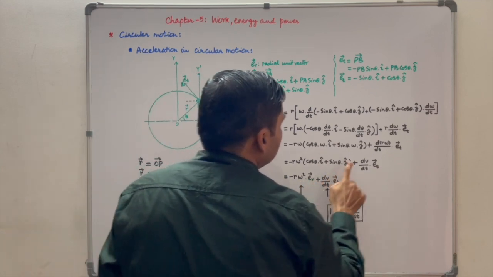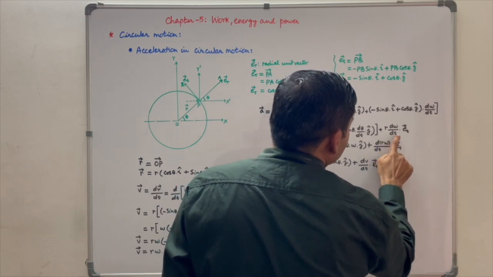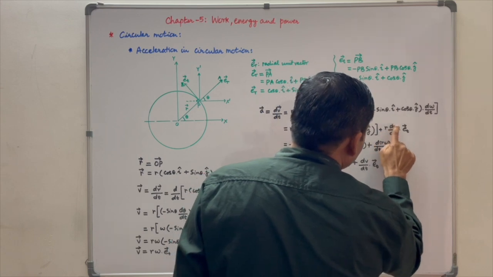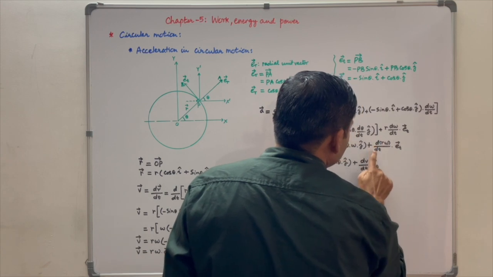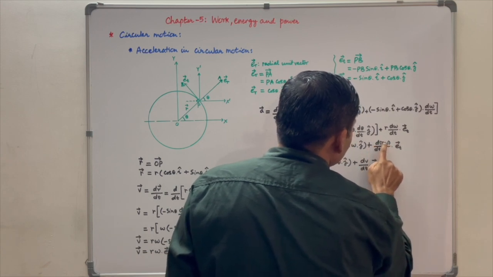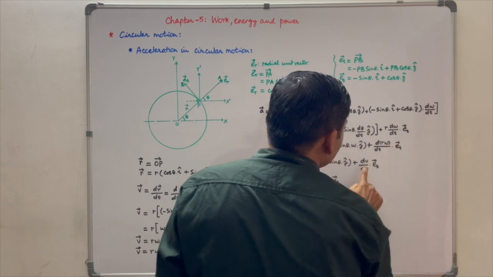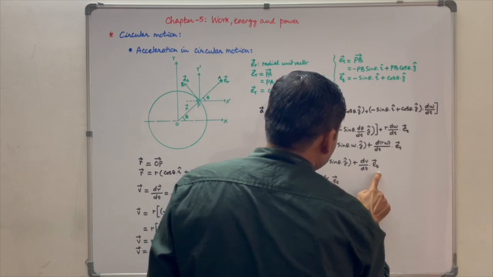Now we will simplify the second term. The second term is r dω/dt into vector Et. Since r is constant, it can be taken inside. So r dω/dt can be written as d/dt of rω. We know that rω is v. So put v in place of rω. So the second term will be dv/dt into vector Et.